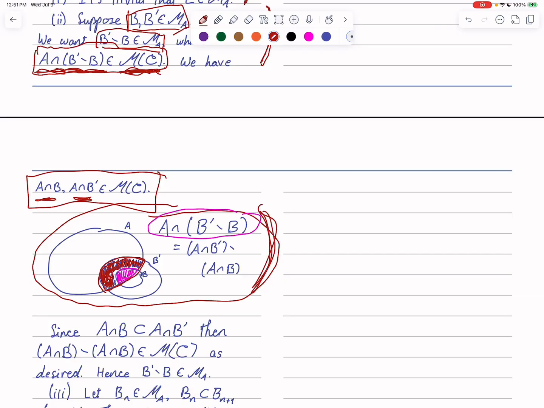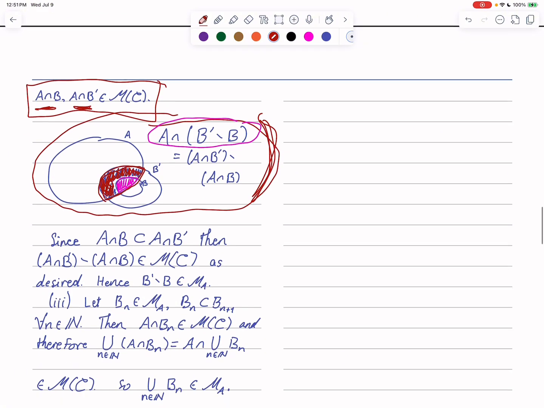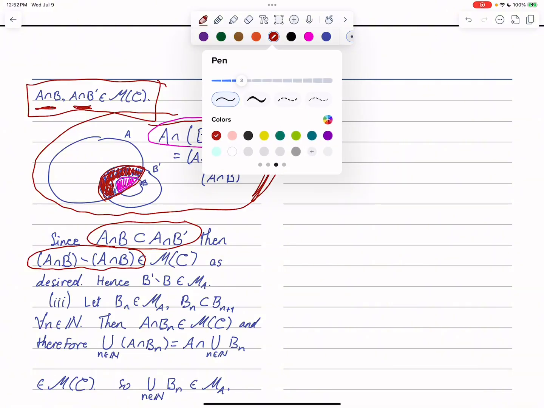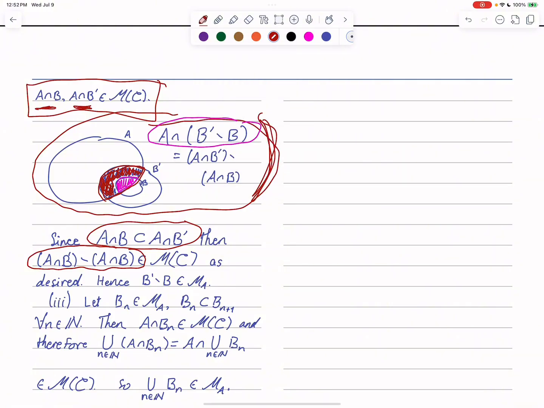So we've got all the components necessary to infer containment. Since we have the subset relation, and because they are members of the monotone class, their relative difference is also in the monotone class, because the monotone class is closed under precisely those differences. So there we have it. We've demonstrated exactly the condition that is necessary to infer that B prime minus B is in M sub A. So this property is now proved.